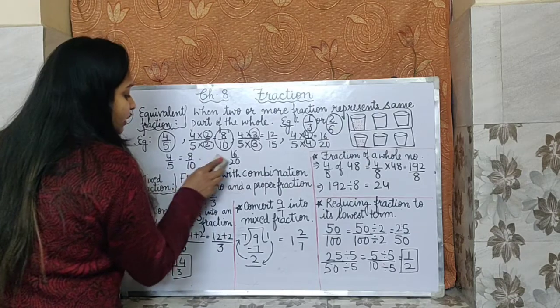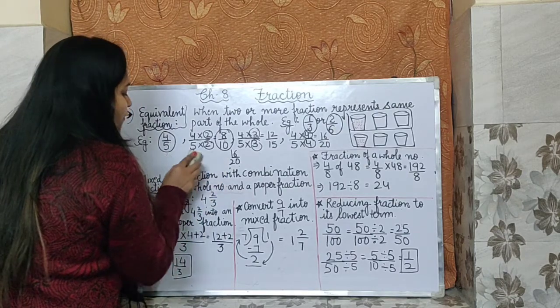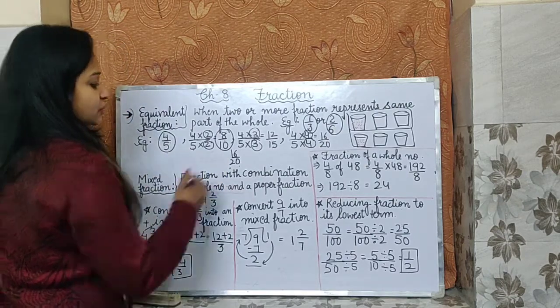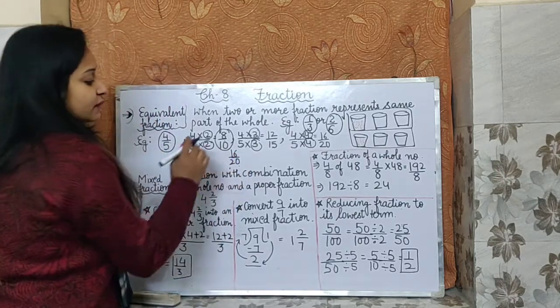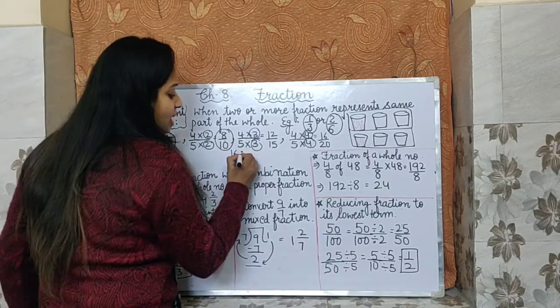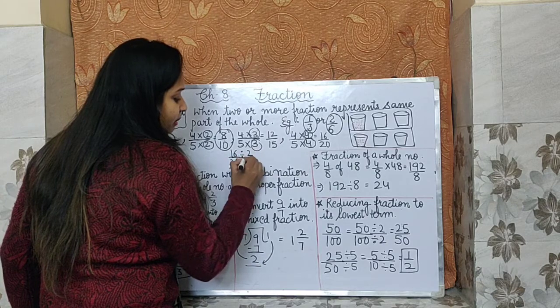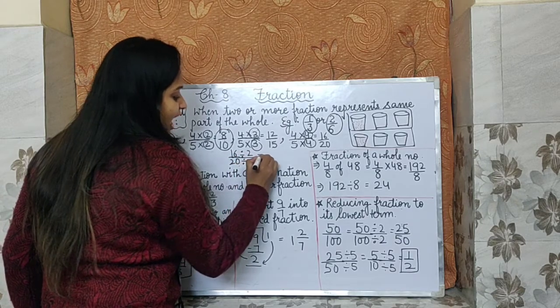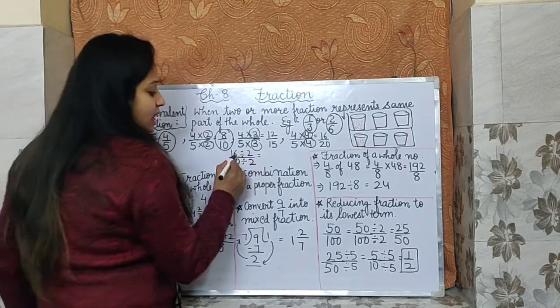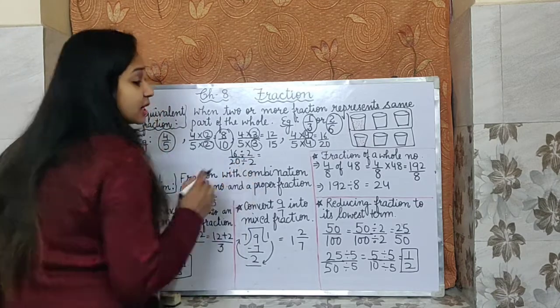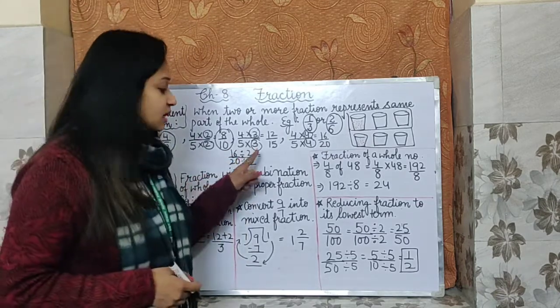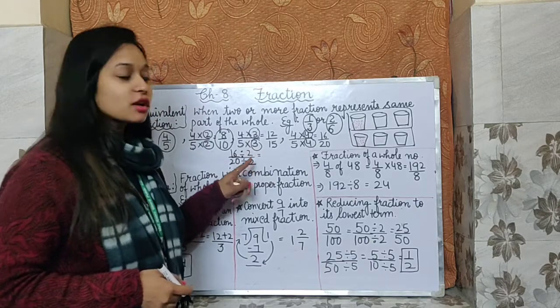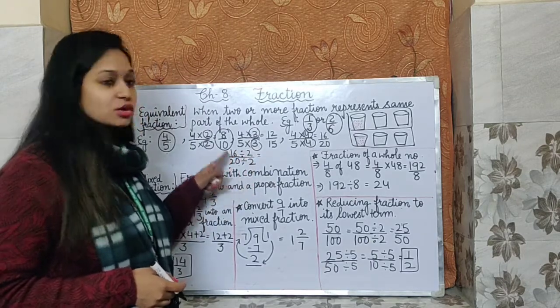Also, I want to tell you one more thing: how we can divide and find the equivalent fraction. If I want to find the equivalent fraction of this number through division, I can divide with the same number. So 16 divided by 2, 20 divided by 2. But the number with which I am dividing should divide both these numbers.